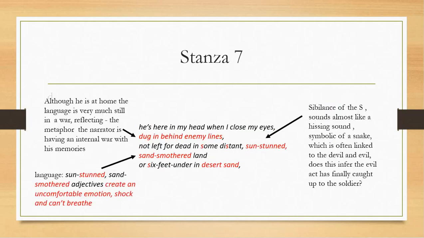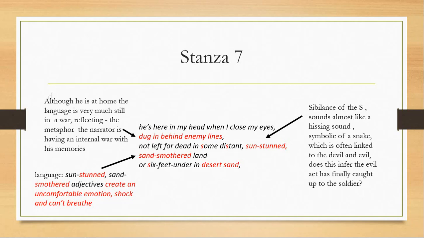So stanza 7. Again, this is further emphasizing that point. He's here in my head when I close my eyes, dug in behind enemy lines, not left for dead in some distant sun-stunned, sand-smothered land, or six feet under in desert sand. So we get this war theme again. Dug in behind enemy lines, left for dead. He's talking about Iraq, the sun and the sand, the stunned and the smothered, the desert sand. So although he's at home now, he's still thinking of war.